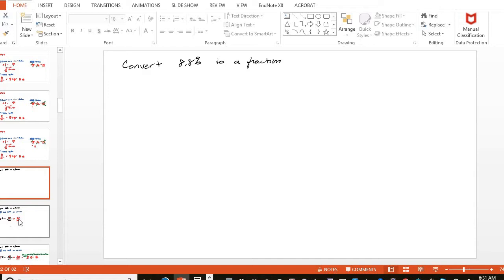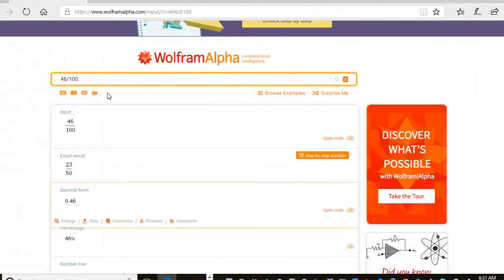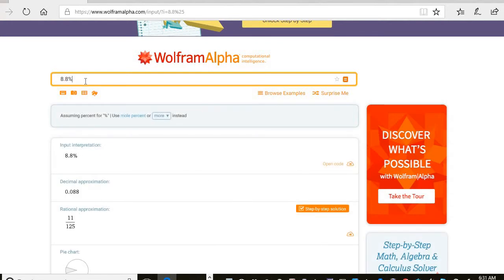All right, we're going to do this by calculator first so that you can see this. If I wanted to convert 8.8% to a fraction, let's see what it does. It gives it to me right here. It's 11 over 125. It gives me the decimal approximation as well. So we know the answer now. It's 11 over 125.